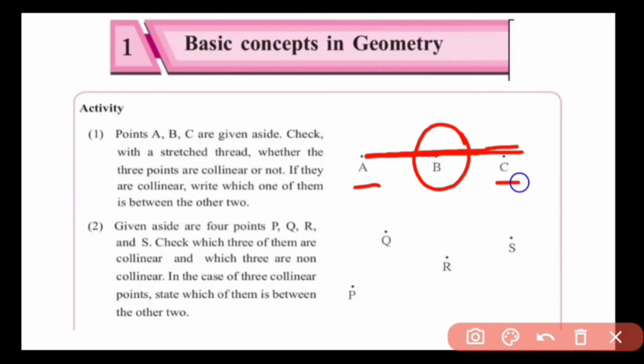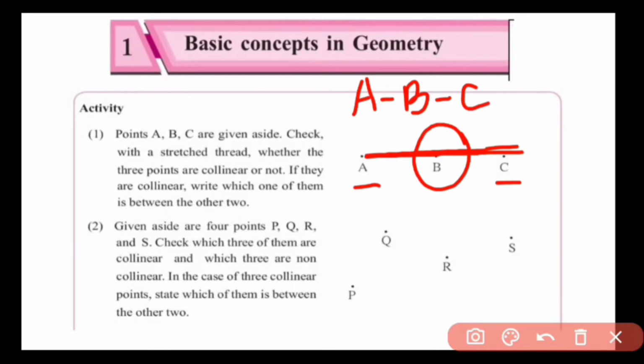So how to show it? It is written as A-B-C. So A-B-C means what? Point B is between point A and C. We are not saying that point B is midpoint of AC. Midpoint is a different concept. We have to check which point is between the other 2 points. Okay.